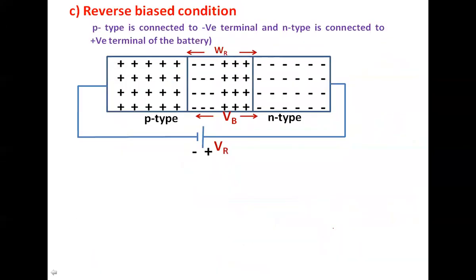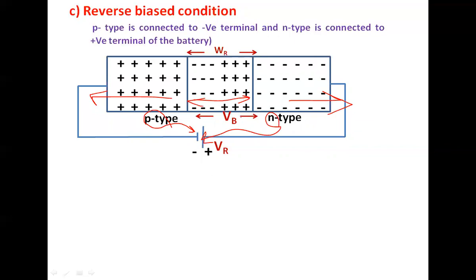Now similarly, if we see the reverse bias condition, first we have to define what reverse bias is. P-type material is connected to the negative terminal of the battery and n-type material is connected to the positive terminal of the battery. This connection we call reverse bias. Under reverse bias, the positive terminal attracts electrons from the n region, so electrons move this side, and holes are attracted by the negative terminal connected to the p-type material, so holes move this side. Then the potential barrier width will increase.